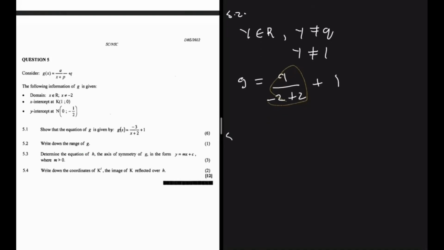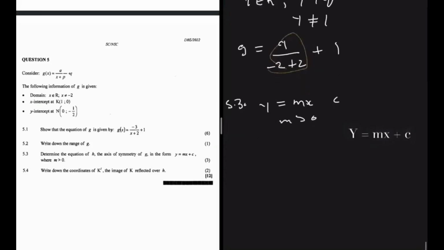And then moving to 5.3, if you want to know how to calculate the domain, I've done so many videos on hyperbolic functions. Go on the channel, check them out. And then 5.3 says determine the equation of h, the axis of symmetry of g, in the form y equals mx plus c, where m is greater than 0.